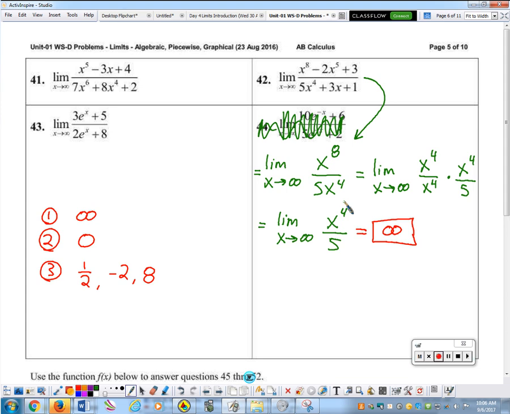Yeah. That's a good question. Please. Do you need to simplify it to x to the 4th over 5, or can you just kind of think about it here? Yeah. No, you can think about it. Okay. That's fine. All right.